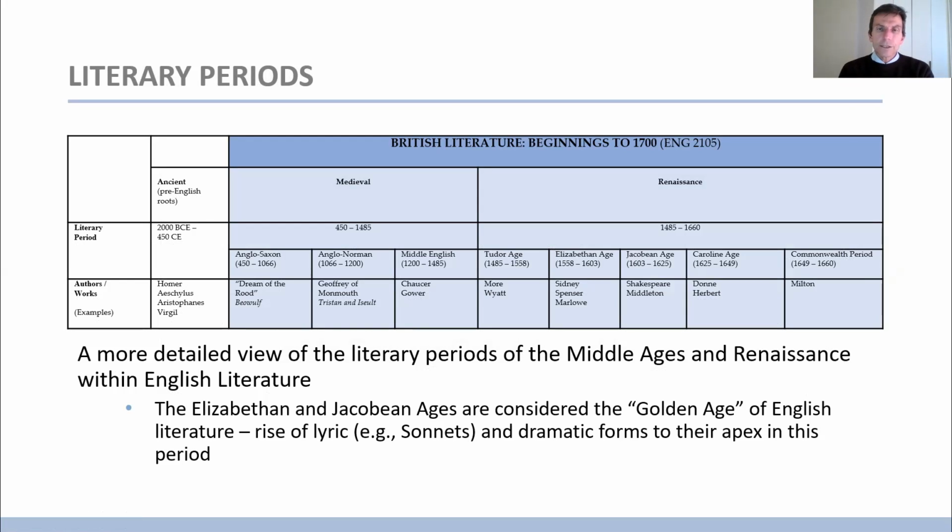It's when the Tudor dynasty, after the Battle of Bosworth Field, ended up taking over the rule of England. It's close to the time of the bringing of the printing press to England with Caxton's press. And you see, as I mentioned, the Elizabethan and Jacobean age as a golden age of English literature.